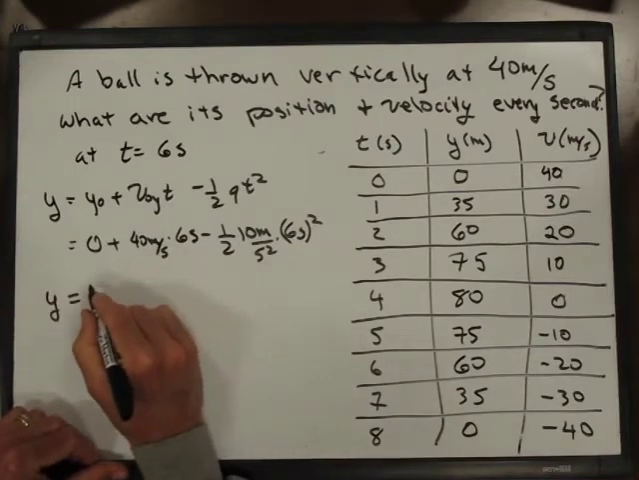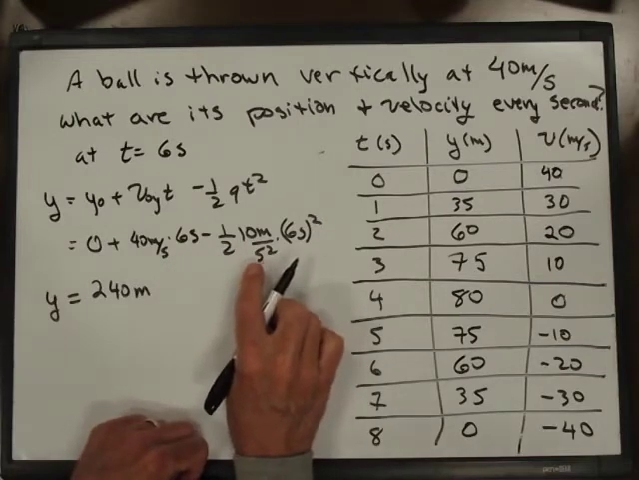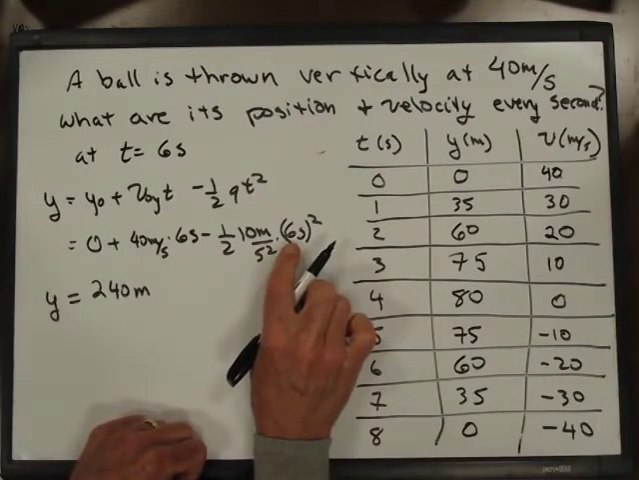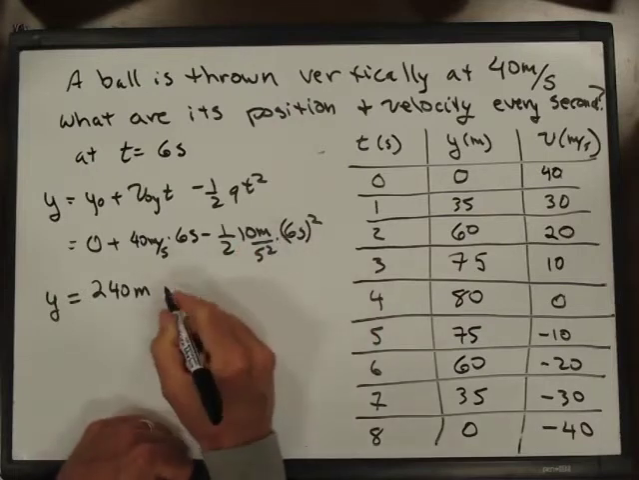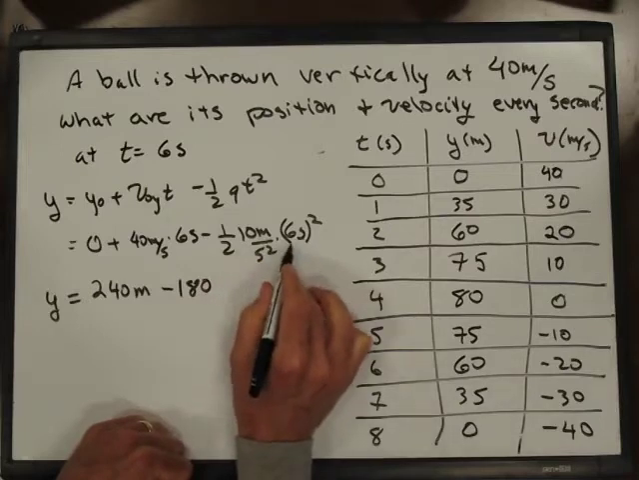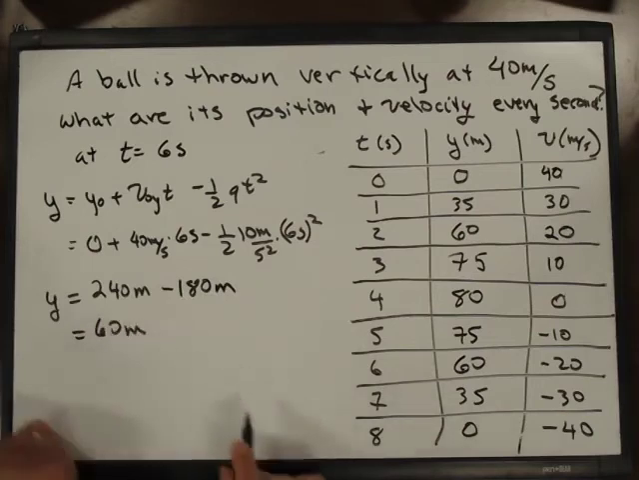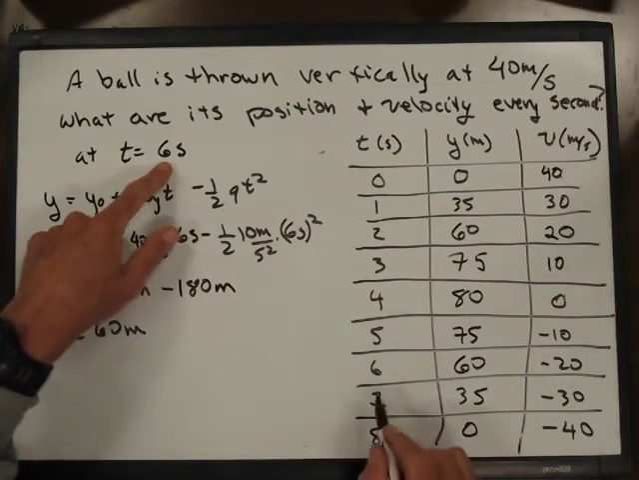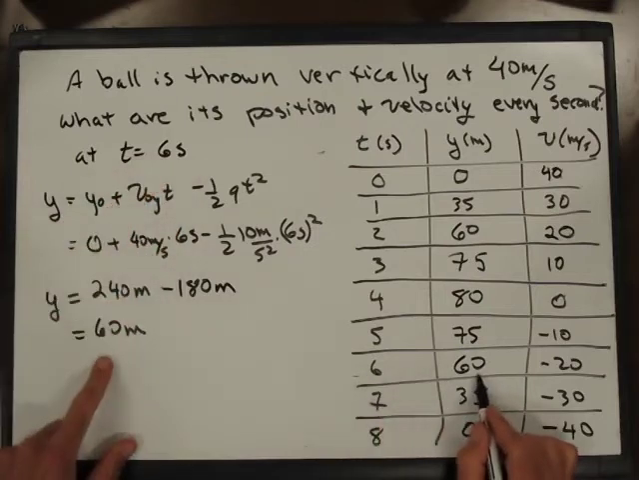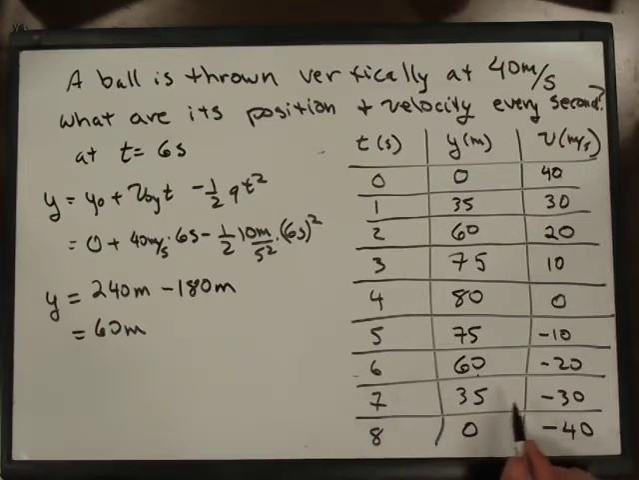6 squared is 36, times 10 is 360, divided by 2 is 180. The second squared is going to cancel the second squared here, and so I get meters. Notice at 6 seconds, the height is 60 meters. Right. You can calculate these things in a variety of different ways with the various equations, and your answers will all be consistent.